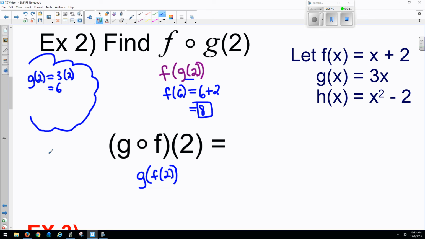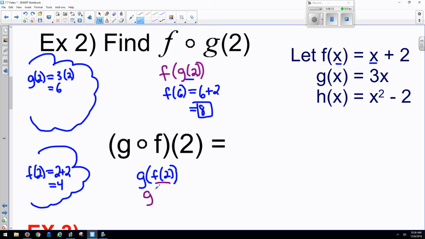Okay, so off to the side, I'm going to figure out f of 2 first, because I'm going to work from the inside out. So I'm going to go to my f function, and I'm plugging 2 in everywhere I see x. Sometimes there'll be more than one place where you see x. So this is going to be 2 plus 2, which is 4. So now instead of g of f of 2, I know what f of 2 is. f of 2 is 4.